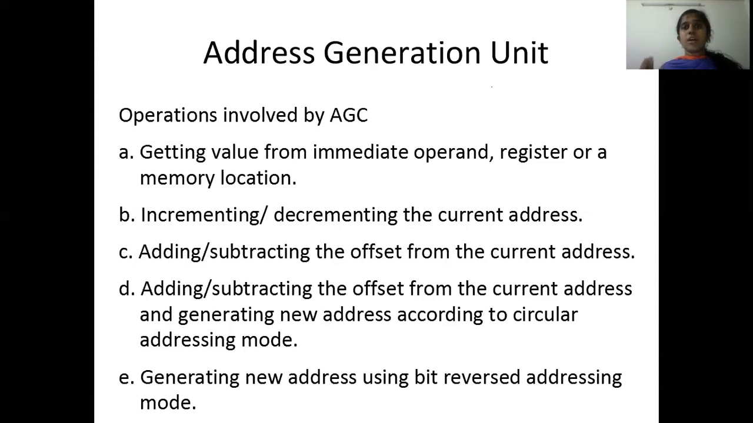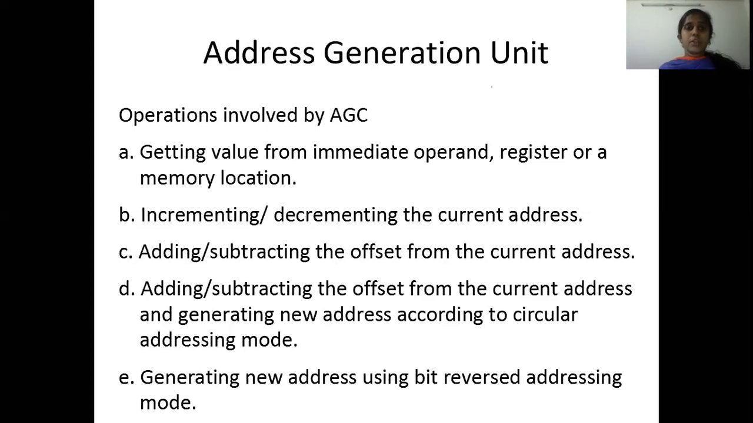One of the parts of the ALU's work is also to identify the address, and that is being done by the address generation unit. So the major part of the address computation overhead in the ALU is removed by implementing this address generation unit in the architecture. These are the major important points to be noted regarding the address generation unit.